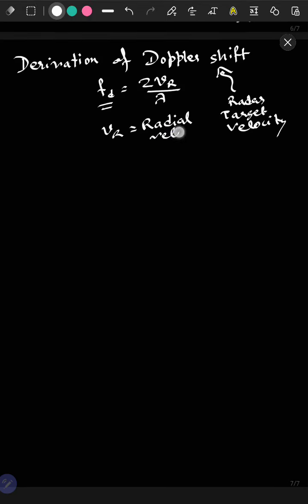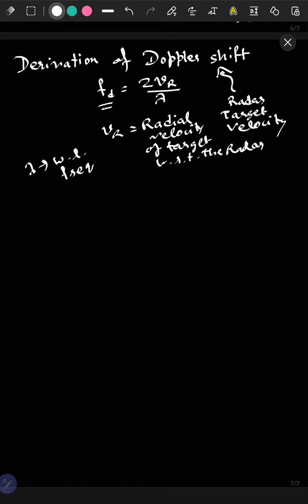where VR is the radial velocity of target with respect to the radar, and lambda is the wavelength corresponding to the frequency of operation of the radar.